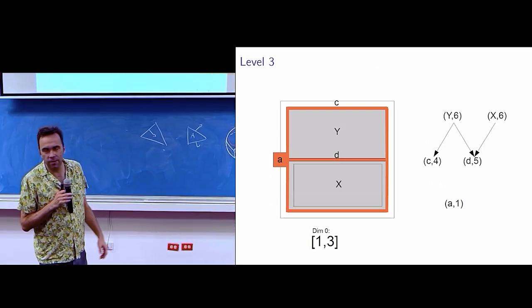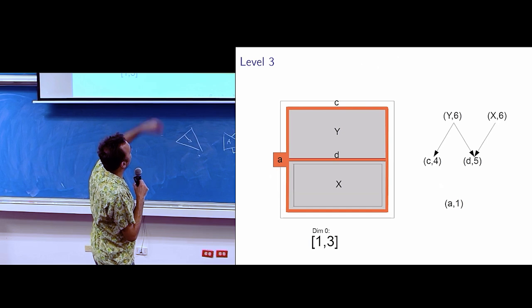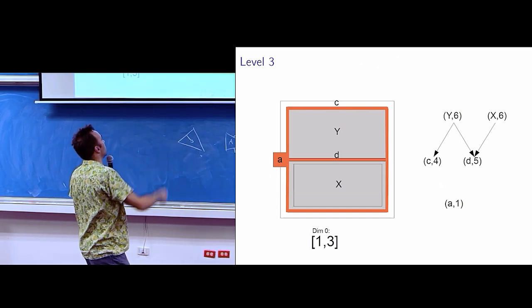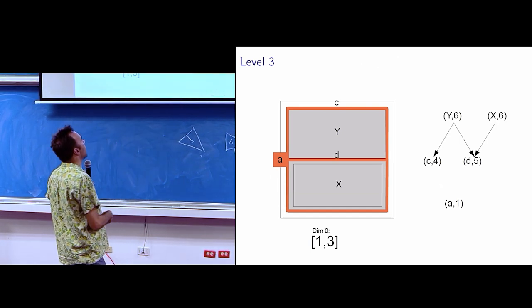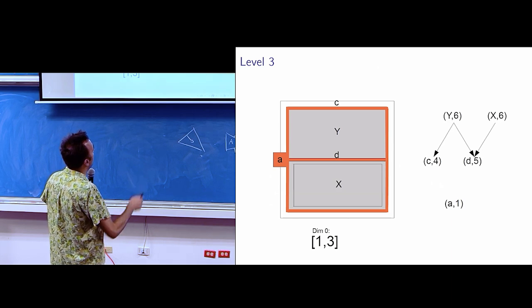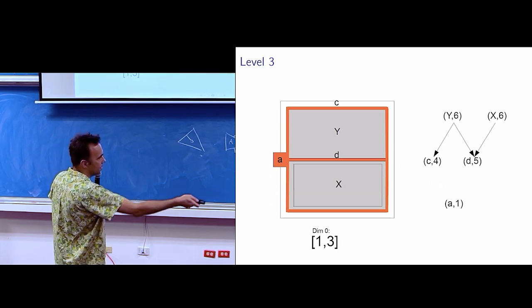There's not much I can do on filtration level 4. Then 5, there is not much I can do. So the next non-trivial step is when I'm on filtration level 6.